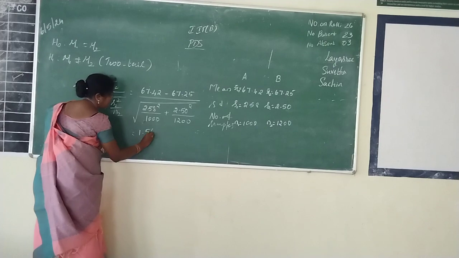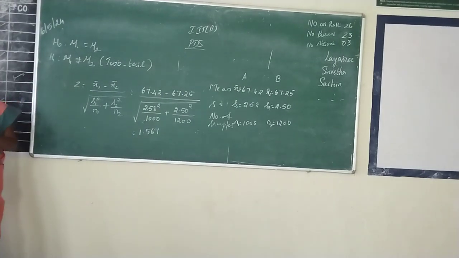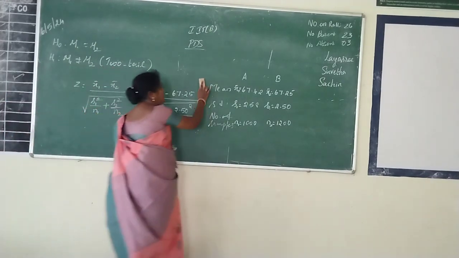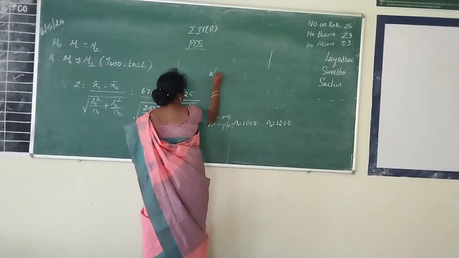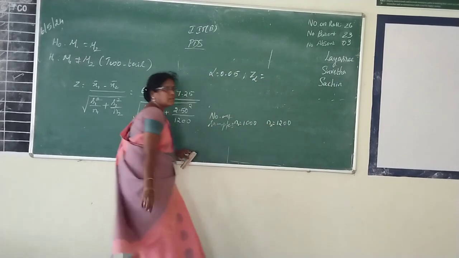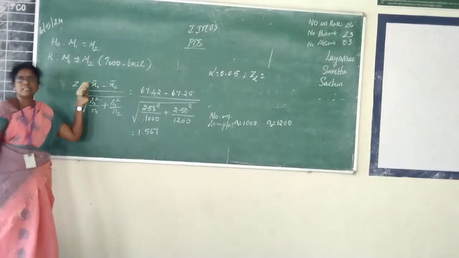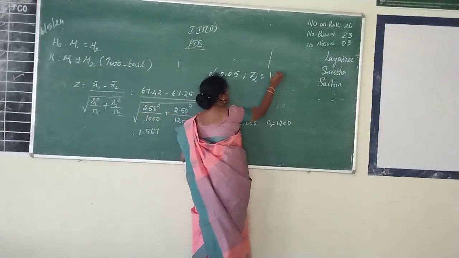1.567. Is alpha given in the statement? Not given. Not given means what can you assume? 5%, 0.05. So let alpha equal 0.05. What is the table value? It is a two-tailed test at 5%, so the table value will be 1.96.